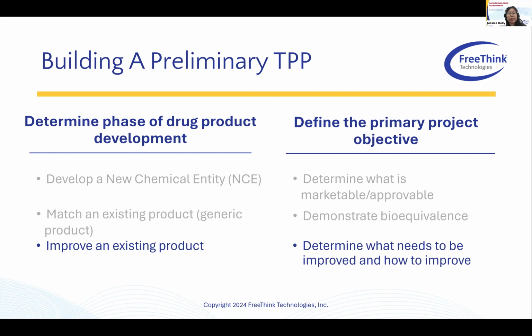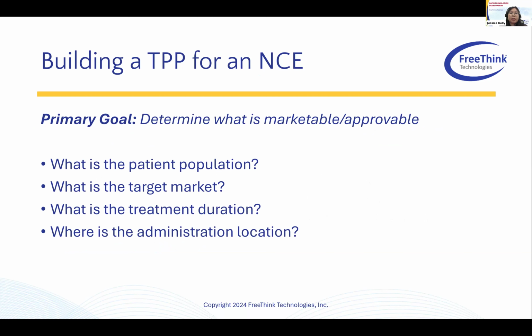So let's now walk through a few examples of how to develop a target product profile for each of these phases. So in the instance of a new chemical entity, or NCE, remember that the major objective is to determine what is approvable and marketable. So therefore, we should consider questions like the patient population. So is the product for humans or animals? And the development pipeline will look different for each of these.